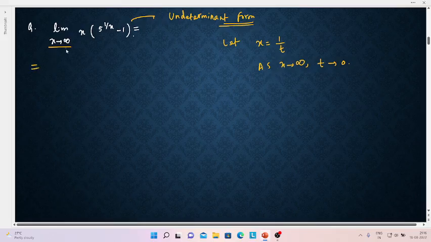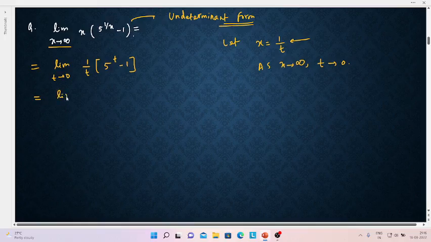T is actually tending to 0, right? So we can write down that particular limit as limit t tending to 0, and that particular function will become, as x can be written as 1 upon t, because we took x as 1 upon t, 5 to the power t, because 1 upon x is nothing but t. Since x equals to 1 upon t, t is nothing but 1 upon x, right? So it will become 5 to the power t minus 1, right? So that can be written as limit t tending to 0, 5 to the power t minus 1 upon t.